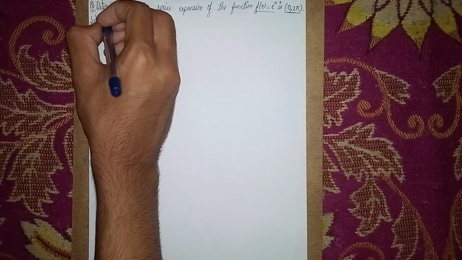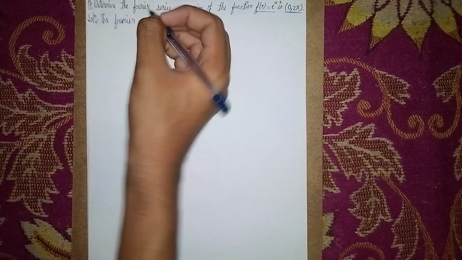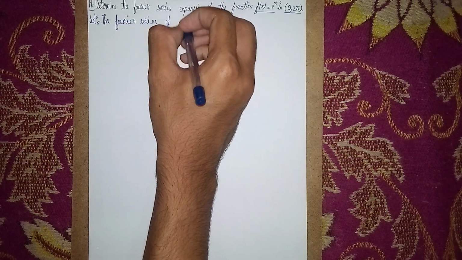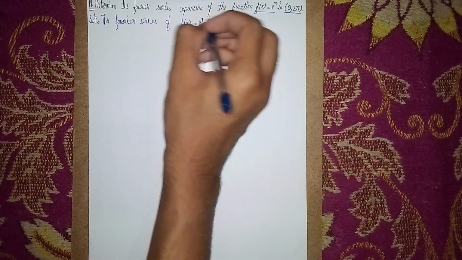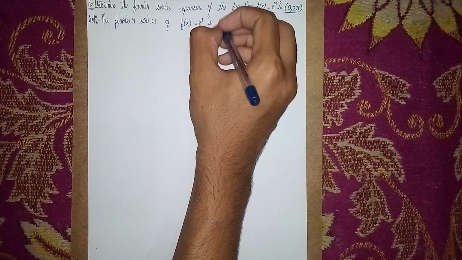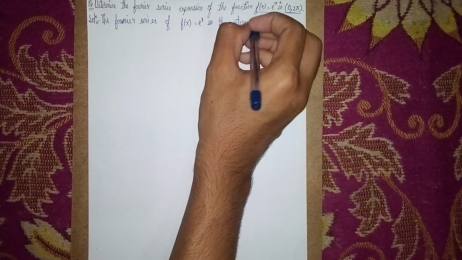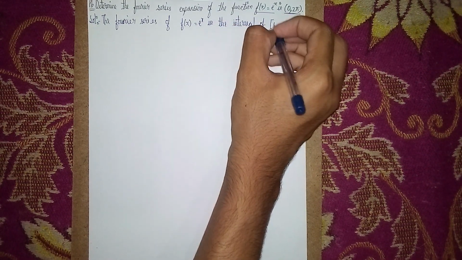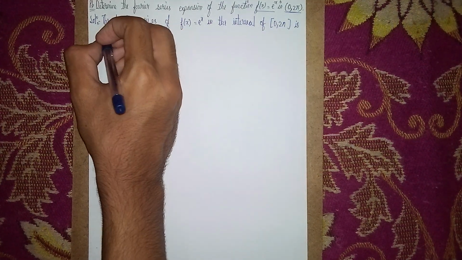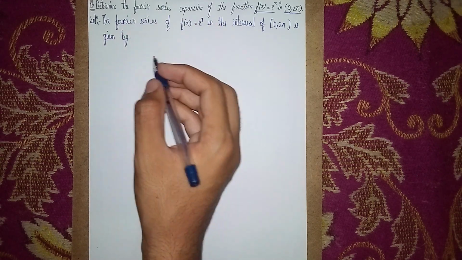The Fourier series of f of x is equal to e power x in the interval 0 to 2 pi is given by. Now you have to write this general equation.